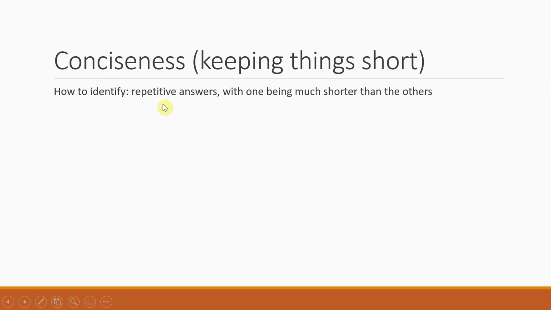So how will I know I have a conciseness question? Well, look at your answer choices. You're going to see repetitive answers that are all saying essentially the same thing. Some of them are just really wordy, and one of them is going to be a lot shorter than the others. Guess what? That one's the answer. Generally, use the fewest number of words needed. That's what conciseness is asking for.